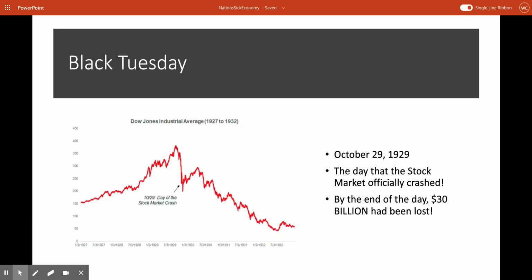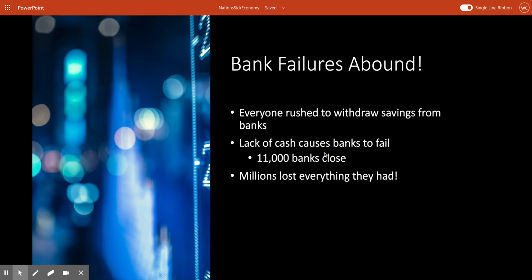Nobody was willing to buy any of these stocks for sale because they didn't think they would ever see their money again, that they would ever get their money back. So what happens after the stock market officially collapses? The short answer is a few months after the stock market collapses, banks start to have some serious issues.